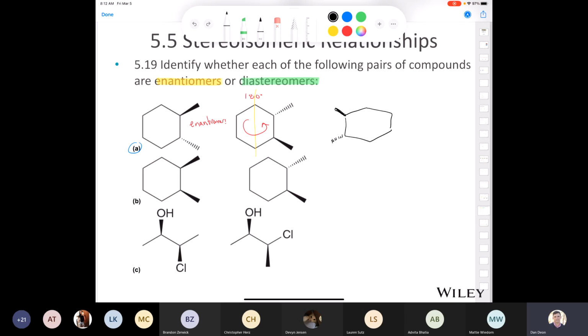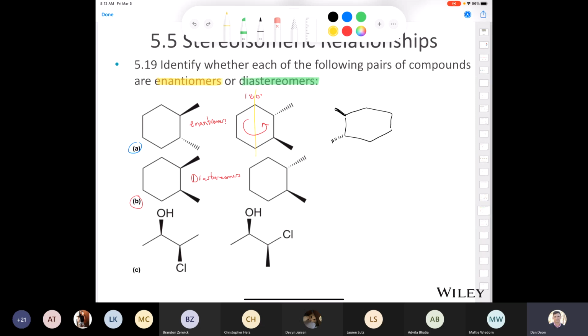What about the next one? Does anybody have a feeling about the next one? What would these be? They would be diastereomers, absolutely. Yeah, these are diastereomers. Why? Because only one stereocenter has been inverted, the other one is the same.